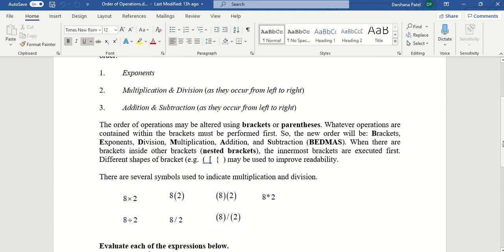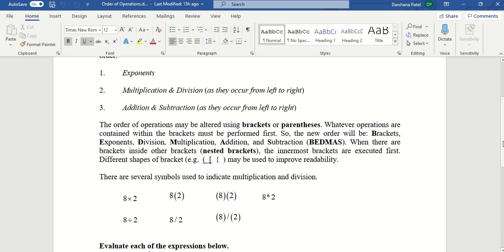So sometimes we will add first then subtract, sometimes subtract first and then add, depending on which one comes first from left to right. The order of operations may be altered using brackets or parentheses. Whatever operations are contained within the brackets must be performed first. So the new order will be brackets, then exponents, then division, multiplication in the order they come, and lastly adding, subtracting, again in the order they come.